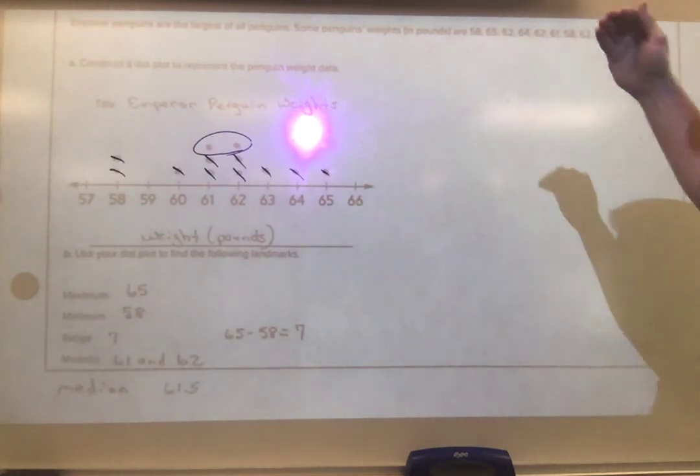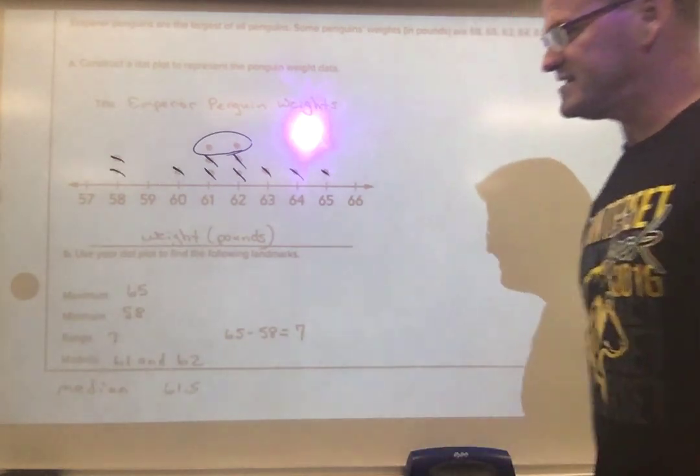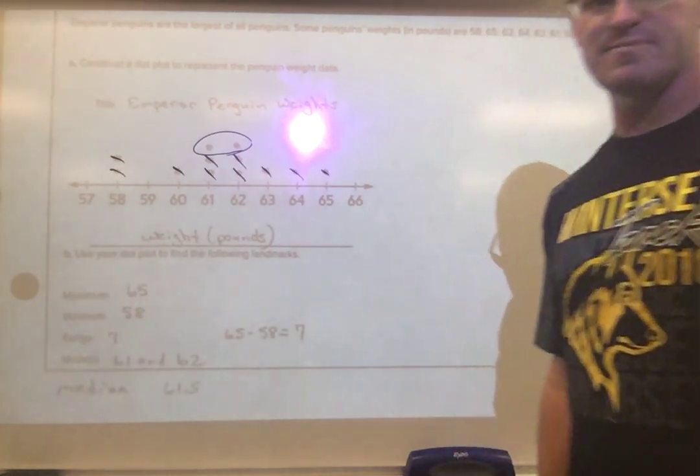Okay, so you have to make sure you know how to do a dot plot and find all of these data landmarks and know your vocabulary words and what these mean and how to find them.